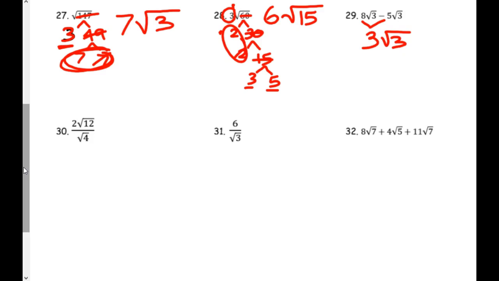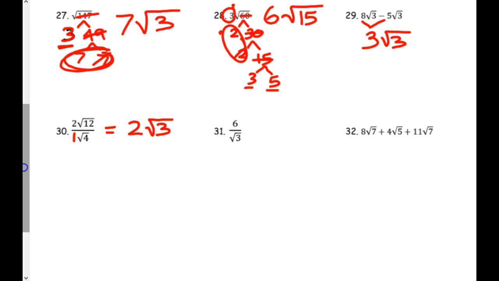Alright, so check this out. We got 2 over 1, so the numbers out front, can we divide them? Yes, 2 over 1 is 2. And then the square roots, can we divide those? 12 divided by 4? Yeah, we get 3. 3 doesn't break down, there's no fraction. I'm done. Okay? That one's easier than it looks.